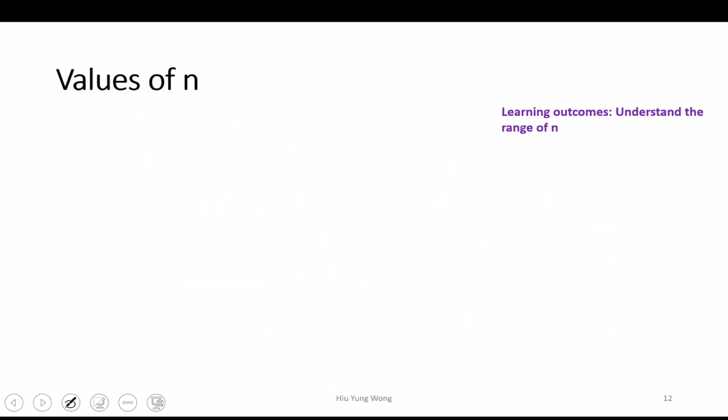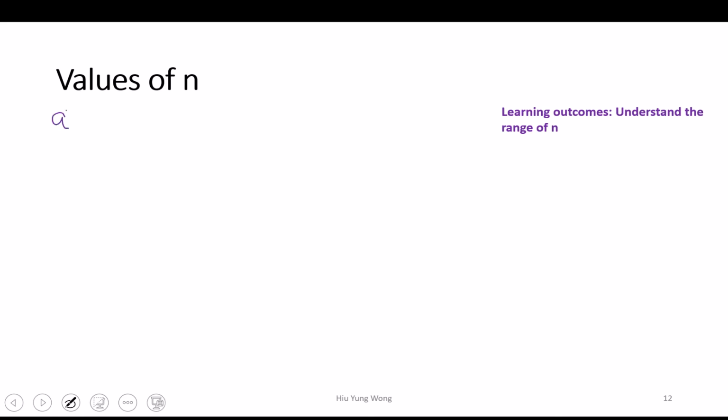Okay, how about the value of n? What value can n take? Here I'm going to show you that it can only be positive, and it can only be an integer. Can it be 0.5? No, right? So let's see why.